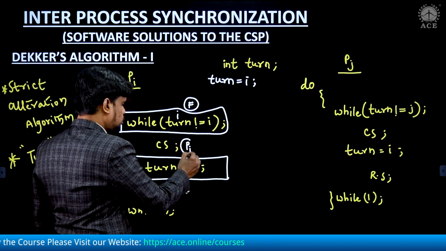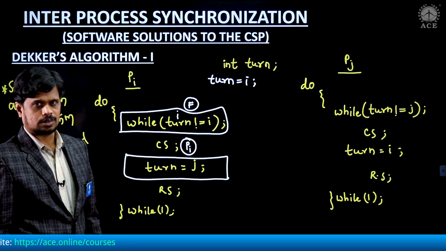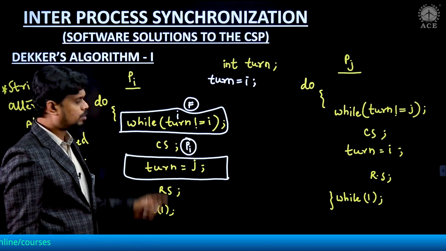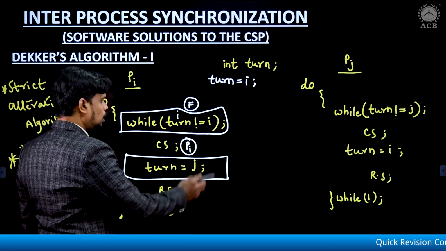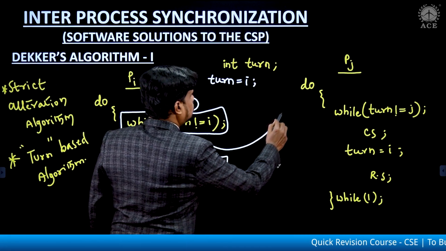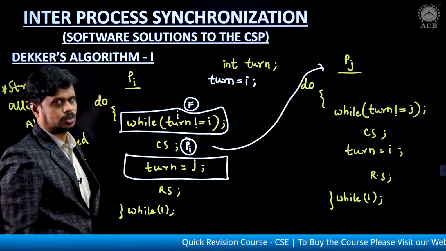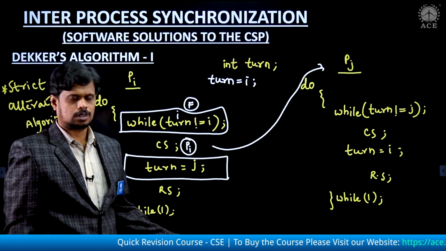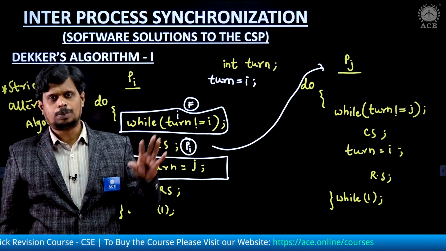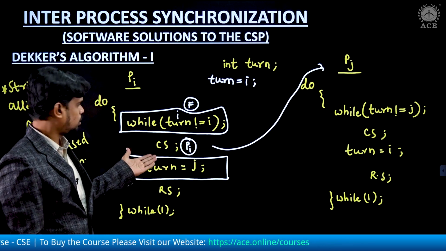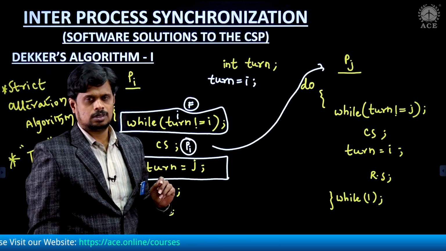So now Pi is present in the critical section. After Pi's presence in the critical section, take the preemption towards the Pj. That is what I have mentioned: to check the mutual exclusion, allow one process to be present in the critical section. Yes, I have done that. Then I am taking the preemption towards the next process.